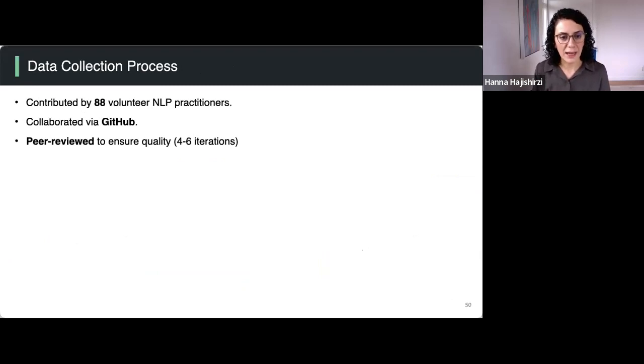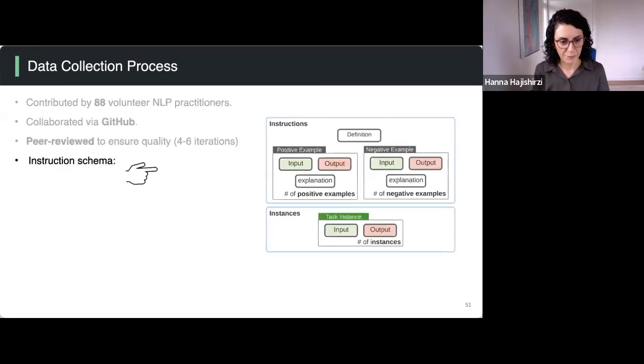This data is collected by 88 volunteers who are NLP practitioners who responded to our call for data collection, and they all collaborated via our GitHub repository. All these instructions are peer-reviewed, so we make sure that they are high quality. We have designed and unified the schema for instructions.